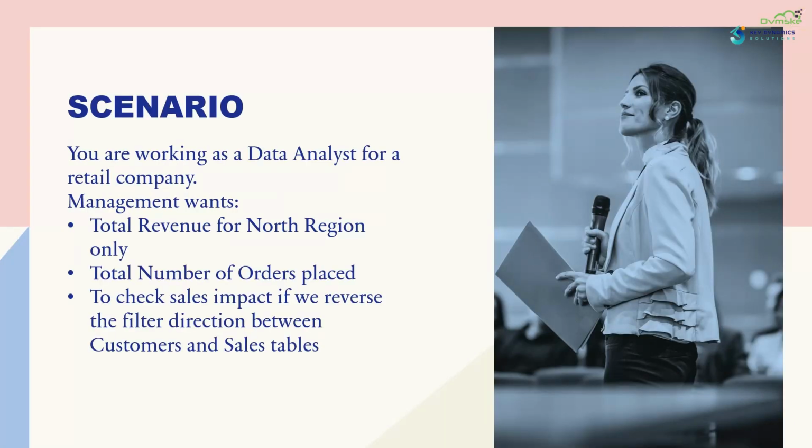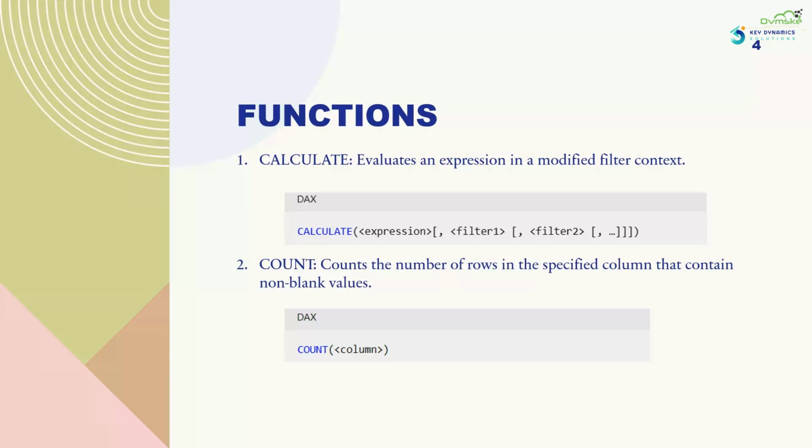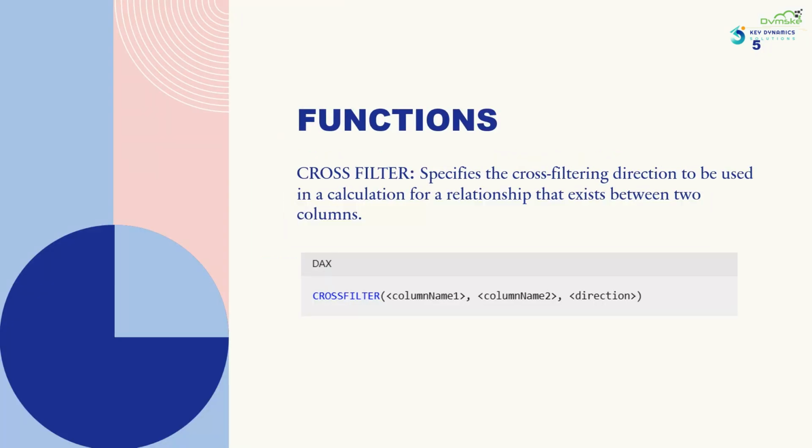Imagine you are working as a data analyst for a retail company. The management has asked you three things: to calculate the total revenue for the North region only, to find the total number of orders placed, to check the sales impact if we reverse the filter direction between the customers and sales table. The functions that we will be using here are calculate, count, and cross filter. Let's get started.